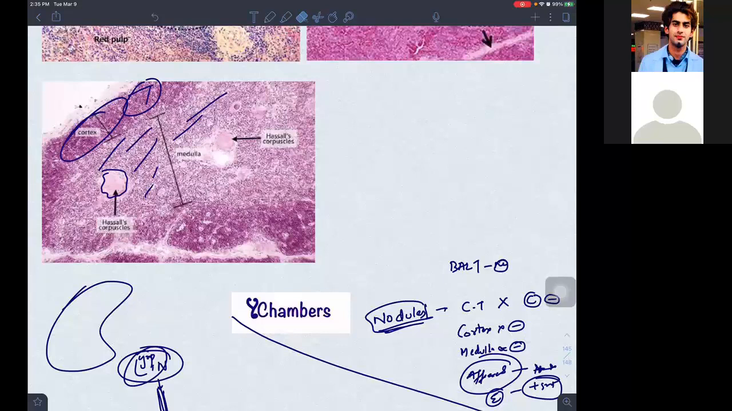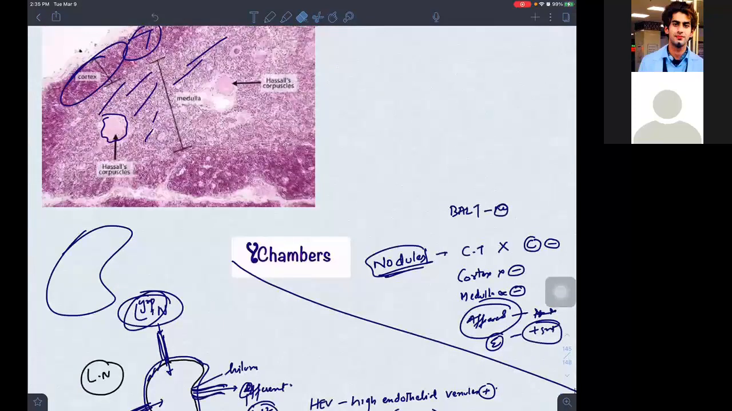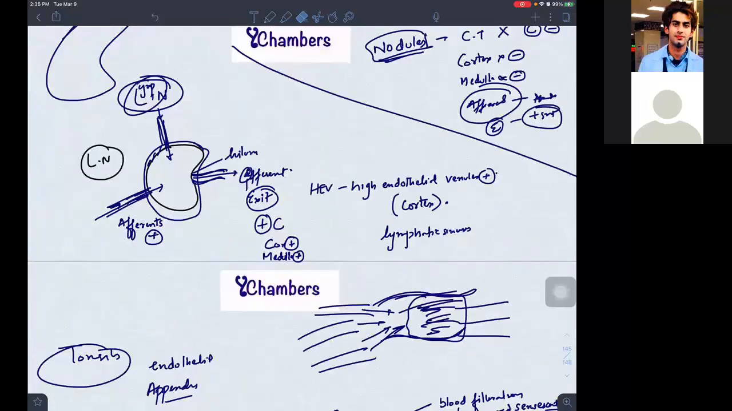So let us come back. We said, sir, if you tell us in a nutshell, in short, in conclusion, sir, what is the difference? Sir, I will say spleen, no cortex, no medulla.